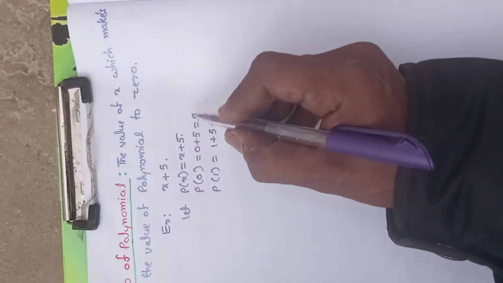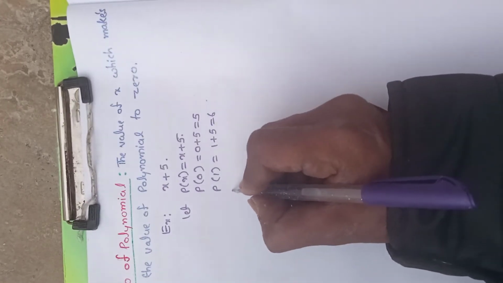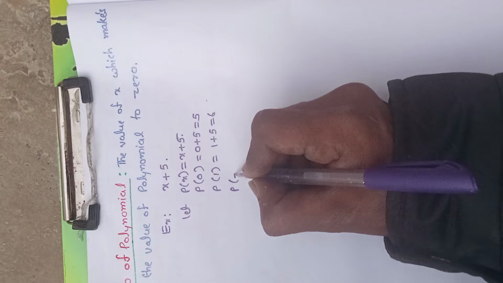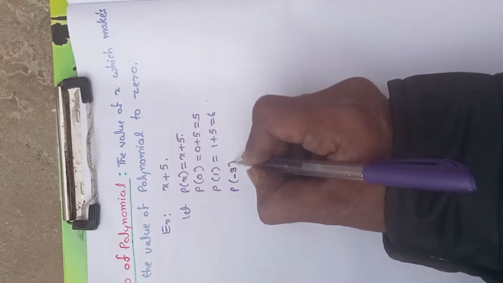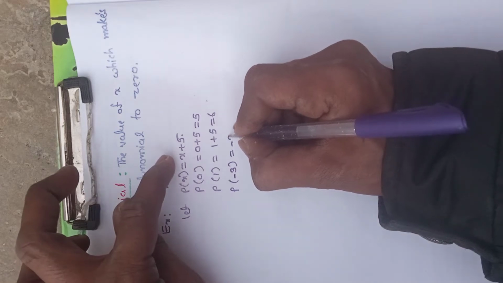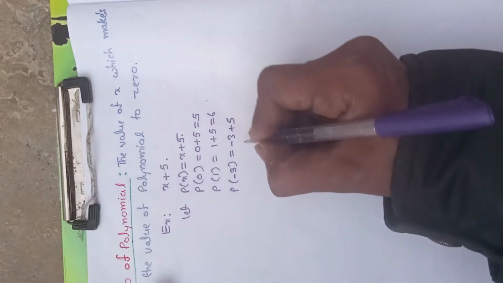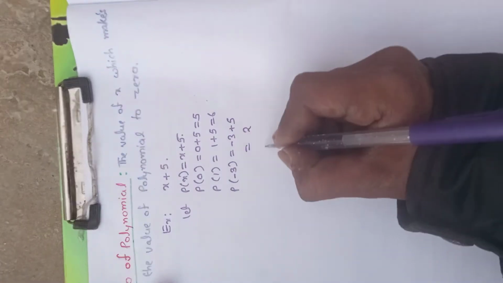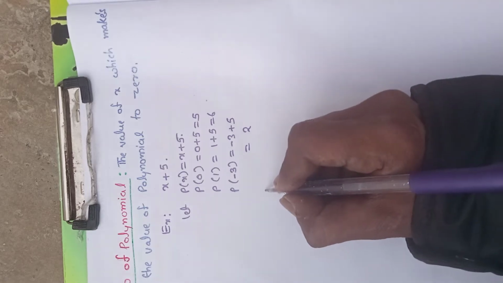But I want to make this value 0. For that, it is better to take negative values. So let us take x equal to minus 3 here. If I write minus 3 in the place of x, it becomes minus 3 plus 5, which is equal to plus 2. That is not equal to 0 here also.